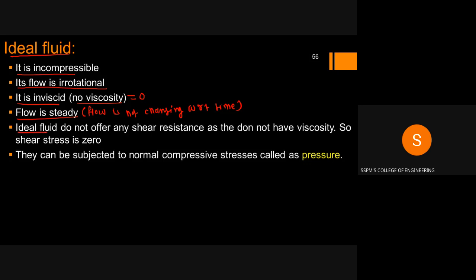Next, ideal fluids do not offer any shear resistance as they don't have viscosity. So shear stress in the ideal fluid is 0, and they can be subjected to normal compressive stresses called pressure. So ideal fluids are only subjected to pressure, which is the normal stress, and the shear stress in the ideal fluid is 0. So tau is equal to 0 for the ideal fluid. These are some properties related to ideal fluids.